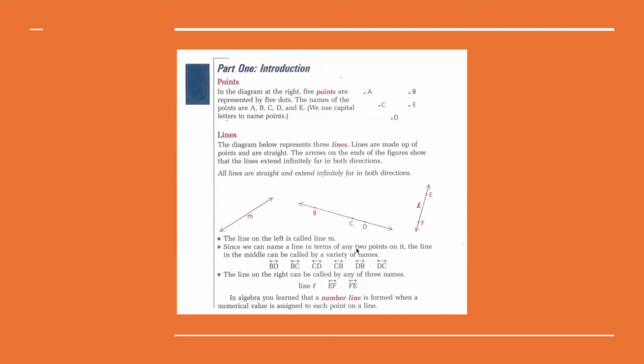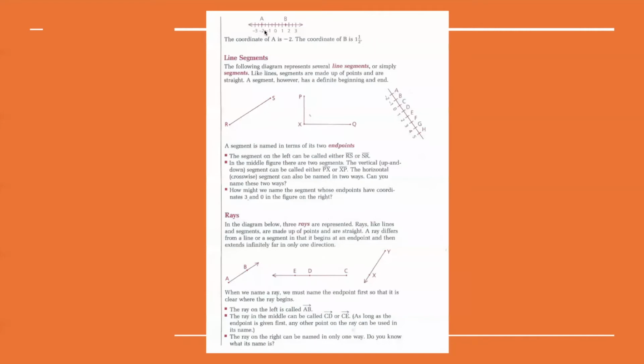any way you want. In algebra, you learned about a number line, which is formed when a numerical value is assigned to each point on a line. This up here is a number line. The numerical value of A would be -2, and B is 1.5.